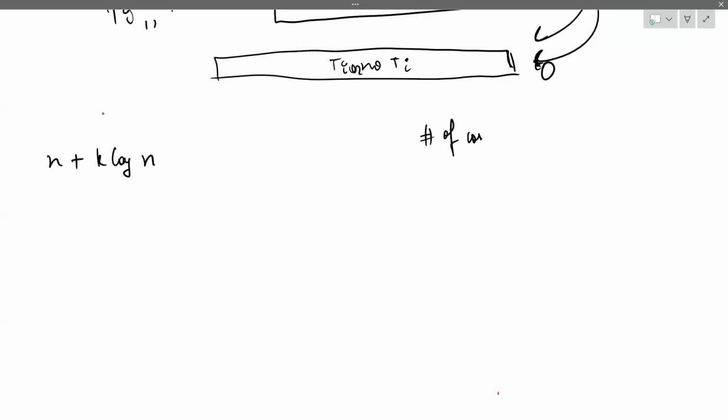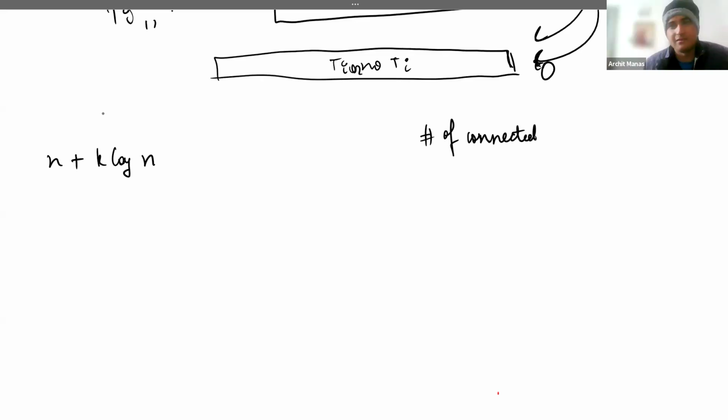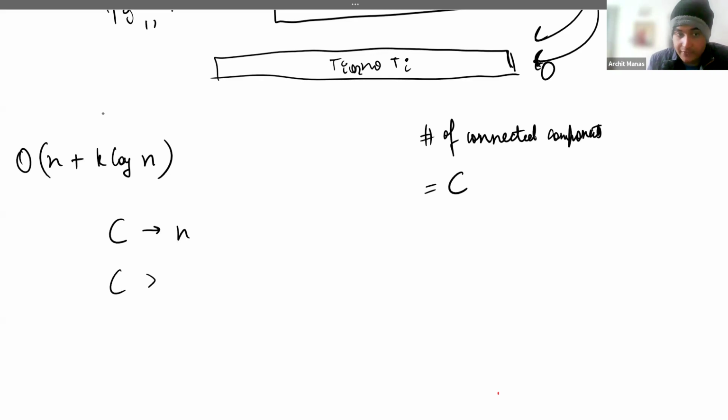Wait, how was it initially n? Isn't it O of n? I mean, yeah, I'm sure. This is all under O, of course. Anyways. So let's say the number of connected components is equal to C. What's C initially? N. C at all points is, of course, at least 0, right?